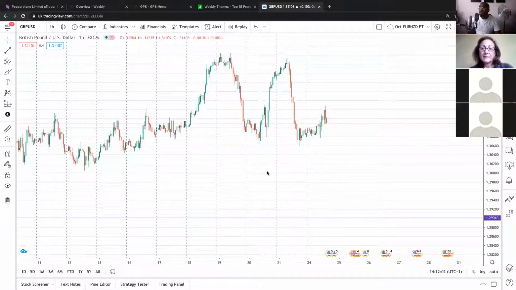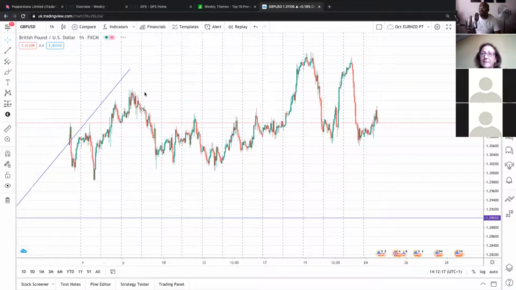So, GBP USD, how would we mark this up? What are we looking for the week? Well, we're paying attention, first of all, to the camel humps that we have here. So we've got two camel humps. So what does that mean? Is that a double top? Well, we're going to have to zoom out to find out.